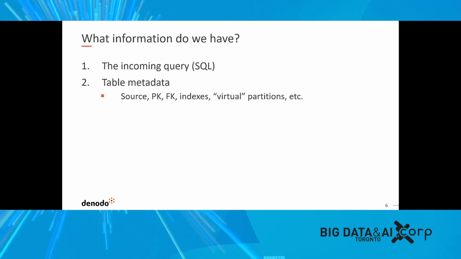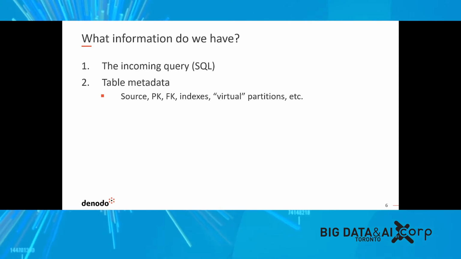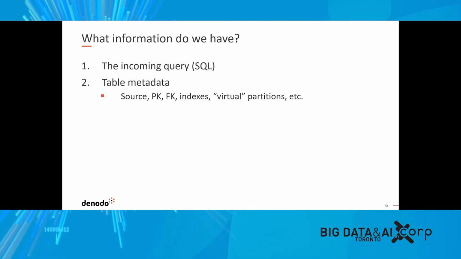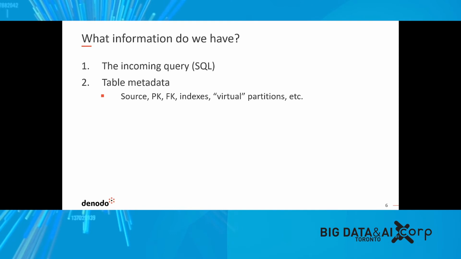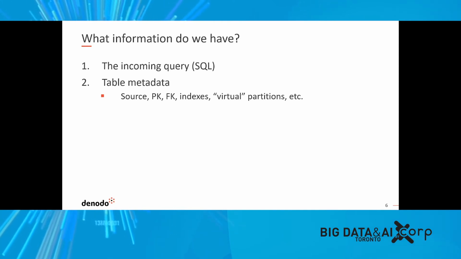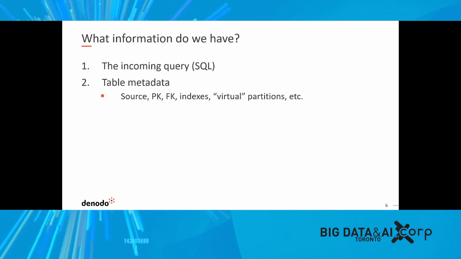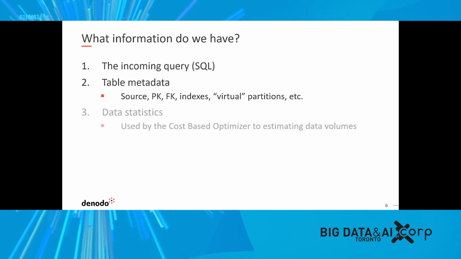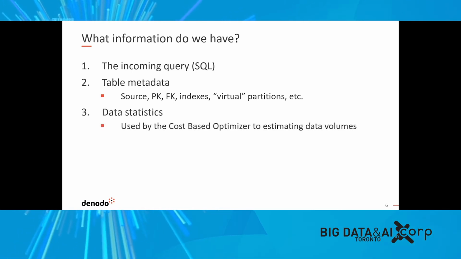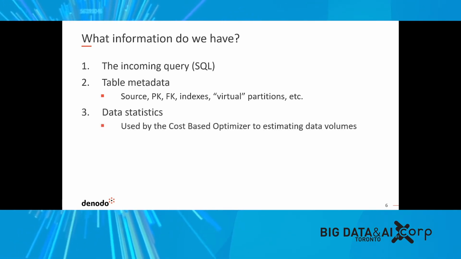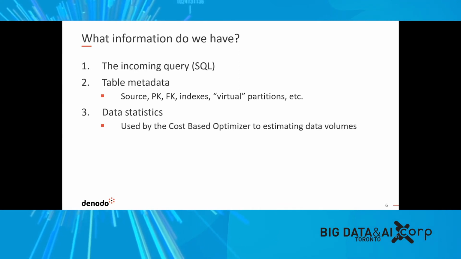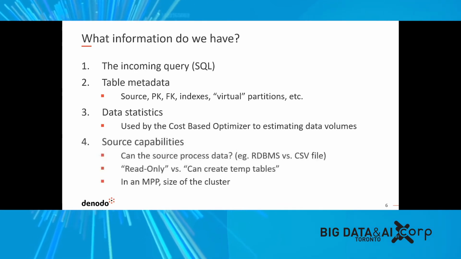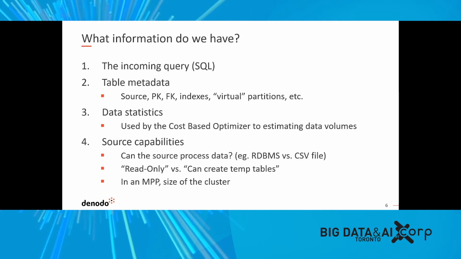The metadata on the source tables involved in the query is another input for the optimizer. Things like primary key, foreign key relationships. Does a given column have an index on it, or is it used as a partition key? Also, things like data statistics on the tables used in the query will be used to estimate the data volumes of the query. And finally, what are the source capabilities of the underlying systems?